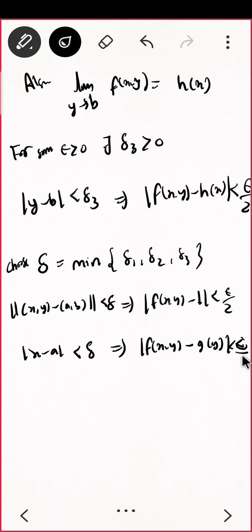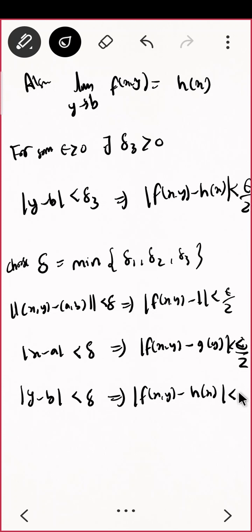Less than epsilon by 2. What was the third one? Mod of y minus b, that is less than delta, that implies mod of f of x comma y minus h of x, no? That is less than epsilon by 2. So we are having these three conditions. Okay, what do you want to prove?